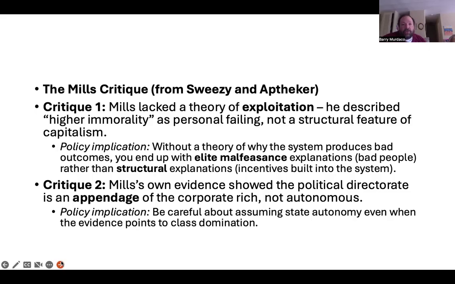However, according to Paul Sweezy, who was an influential Marxist economist, Mills's own evidence shows that the political aspect of the power elite isn't really independent at all. They're very much tied to and dependent on the rich corporations and corporate actors. So that contradicts Mills's own view that these things are independent from one another. In fact, the corporate elites basically do more or less control the political aspect of the power elite.